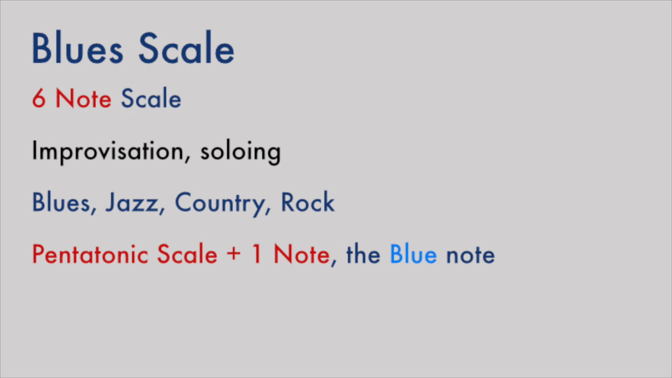Another popular scale is the blues scale. Like the pentatonic scale, it's great for improvisation and solos. It is a 6-note scale popular in, surprisingly, the blues, but also in other styles such as jazz, country, and rock. The blues scale is the pentatonic scale with 1 note added, which is called the blue note.